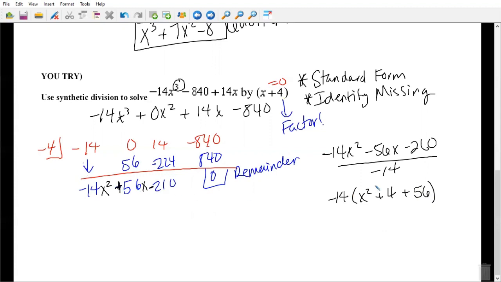Oh, it is. Thank you. I was right at first. What are you doing, Miss Jones? There we go. So my quotient is that. Oh, my x didn't make it. There we go. We're there.